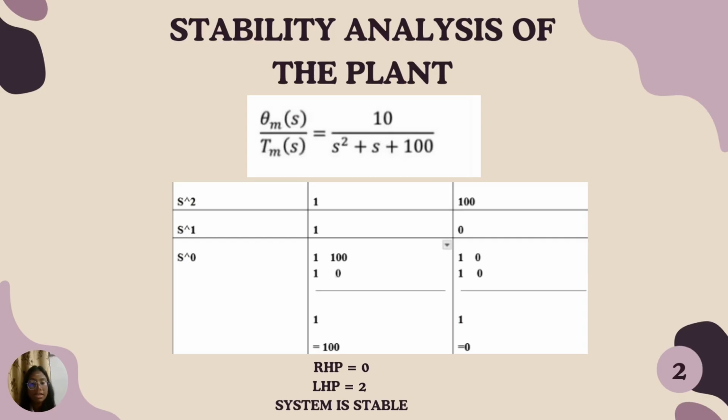About stability analysis of the plant. The plant is 10 over s square plus s plus 100. S power of 2, we can see that in the left half plane, 1, 1, 100, 10, and 1 equals 100, and the right is 100, 0, 1, 0, 1, 0, 1 equals 0. Here the right half plane equals 0 and the left half plane equals 2. It means the system is stable.